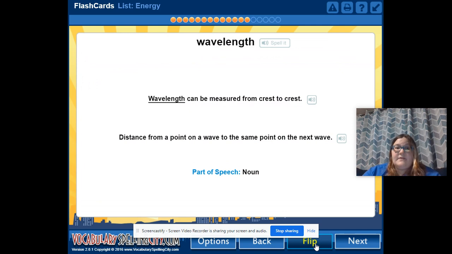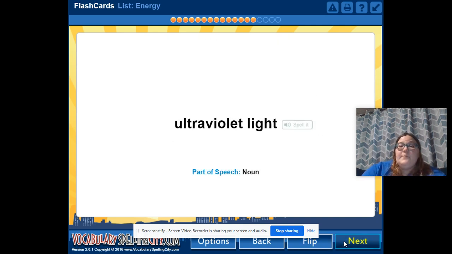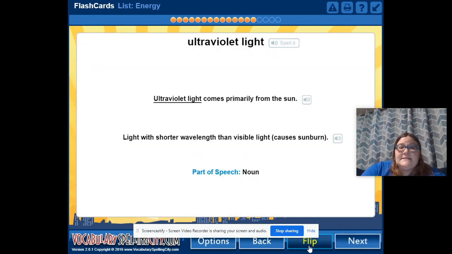Wavelength, the distance from a point on the wave to the same point on the next wave. Usually measured crest to crest or trough to trough. Ultraviolet light. It has a shorter wavelength than visible light. It causes sunburns. So remember, we have the whole electromagnetic spectrum. Visible light is really the small part of the electromagnetic spectrum.